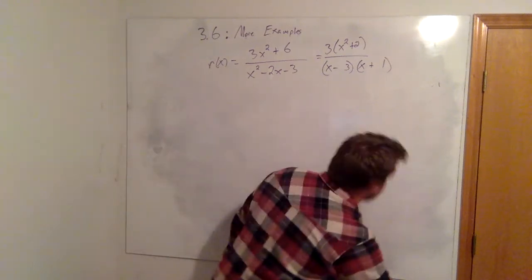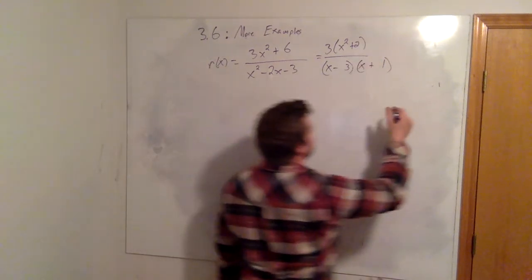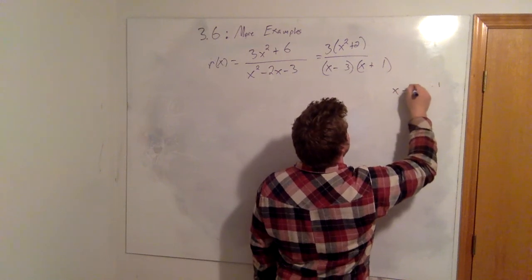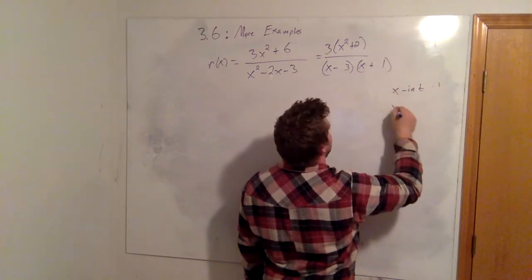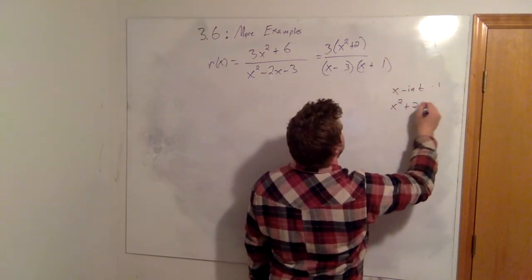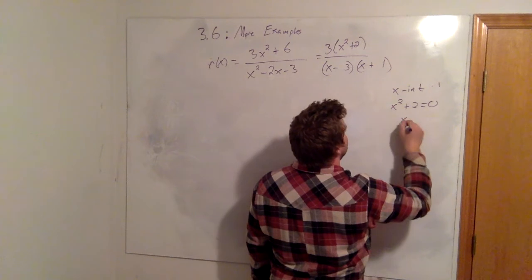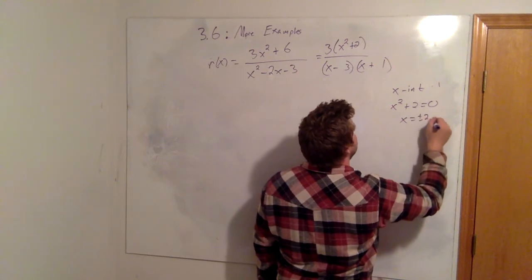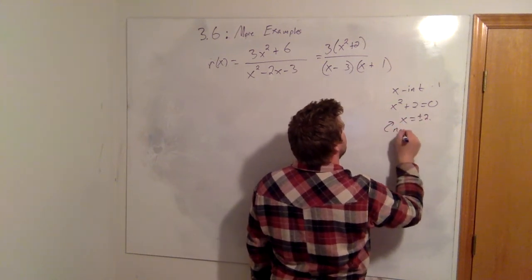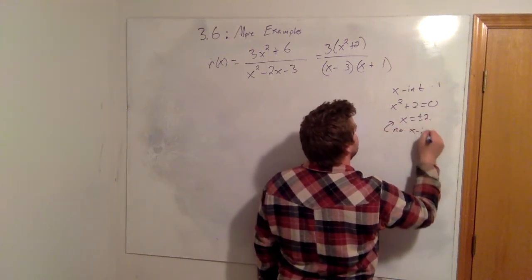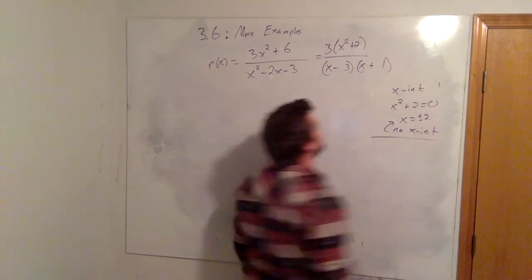But what I hope I've just shown you here is there's actually no x-intercepts. For x-intercepts, you'd be asking yourself the question, when is x squared plus 2 equal to 0? Well, that's when x is equal to plus or minus i root 2. This is telling us that there are no x-intercepts. Bummer. That's okay. We'll get through it.